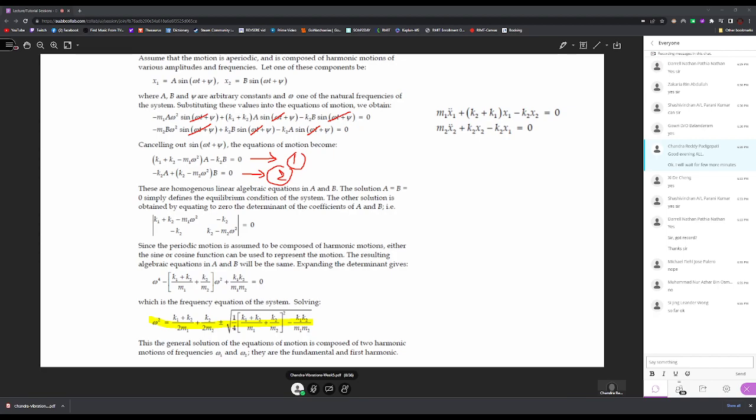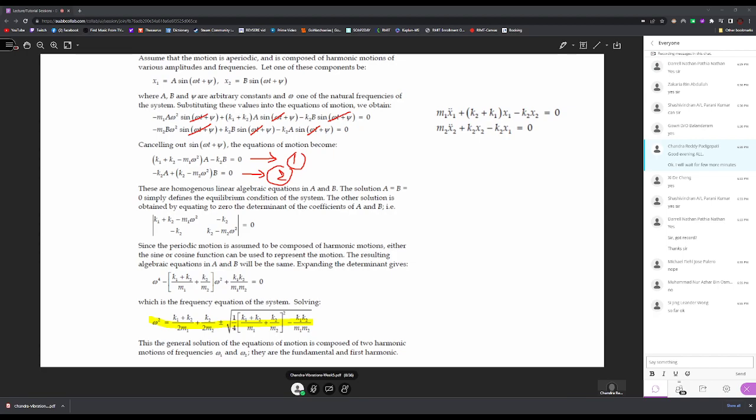Now, if you want to solve this equation, this is a homogeneous linear algebraic equation. So you need to find out the values of A and B. If you put A equal to 0 and B equal to 0, of course both equations will be satisfied. And the solution A equals 0, B equals 0 will give us the equilibrium condition. So that is not what we want.